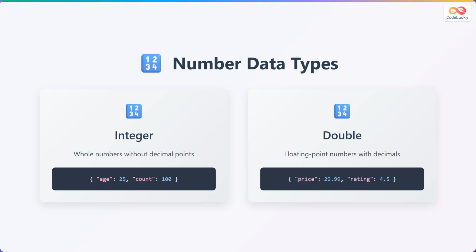Now let's talk about number data types. MongoDB supports two main types of numbers, integers and doubles. Integers are whole numbers without decimal points, while doubles are floating point numbers that can have decimal points. Here's an example of how integers and doubles are used. The age and count fields are integers, representing the age of a person and a count of items. The price and rating fields are doubles, showing a price with decimal places and a rating with fractional value.